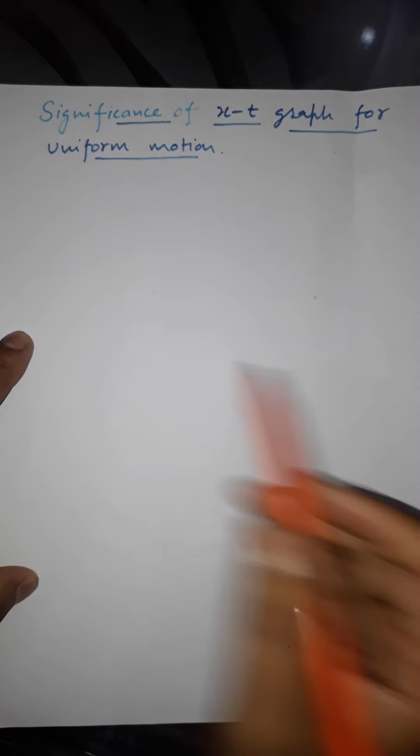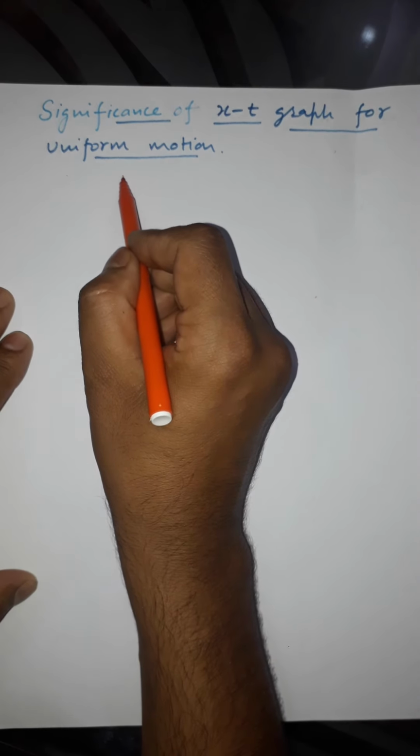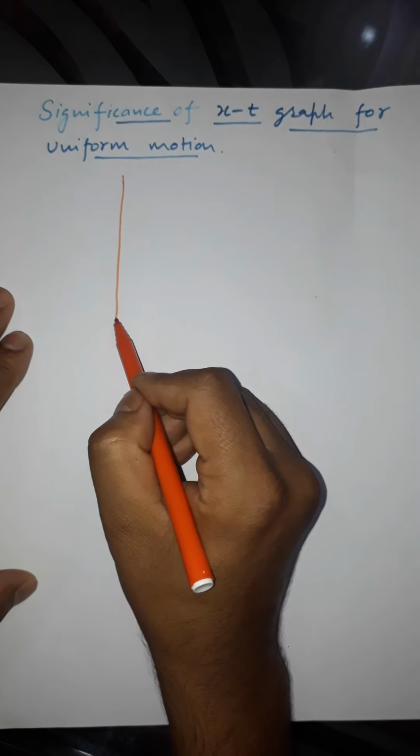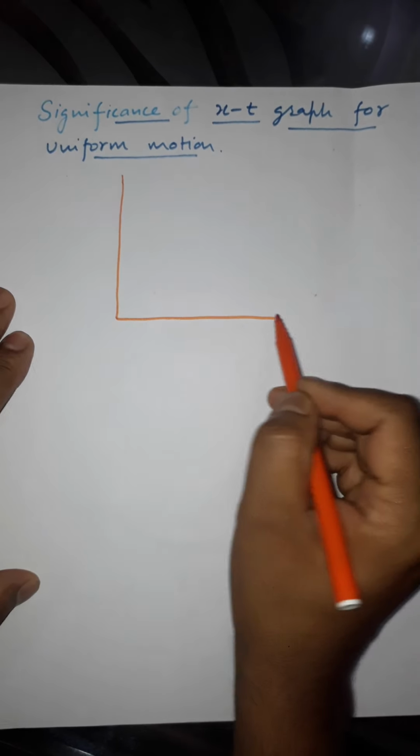Now we have to study the significance of the xt graph for uniform motion. Significance means what is the importance of the xt graph for uniform motion. So first of all, let us draw the xt graph for uniform motion.